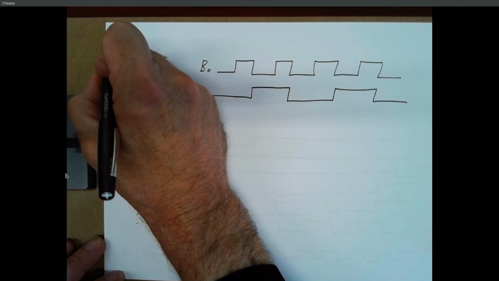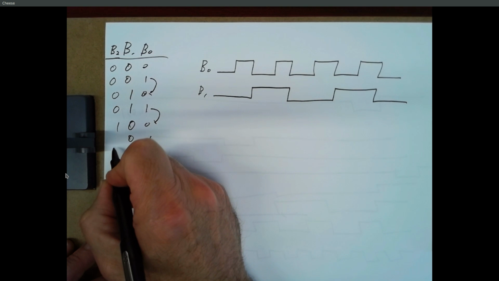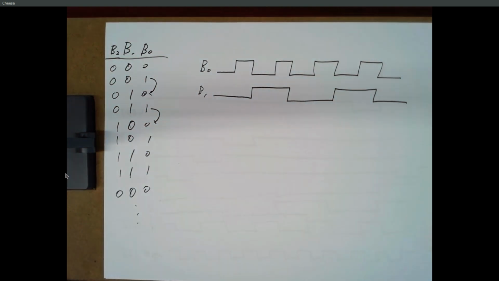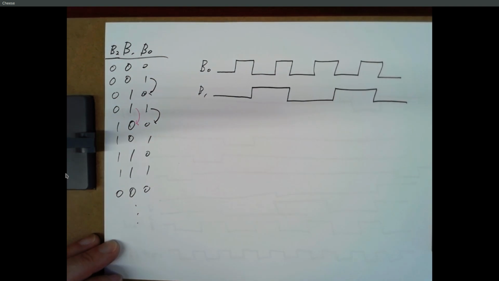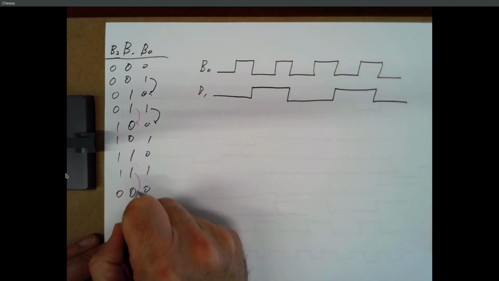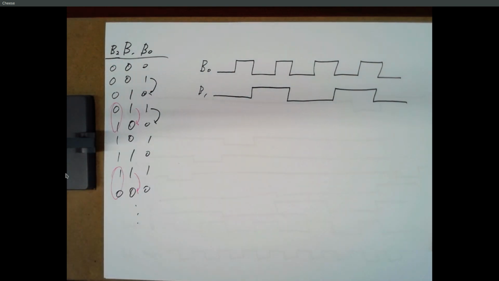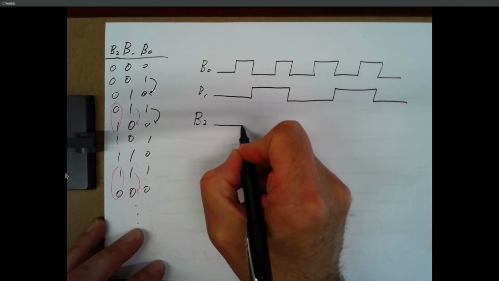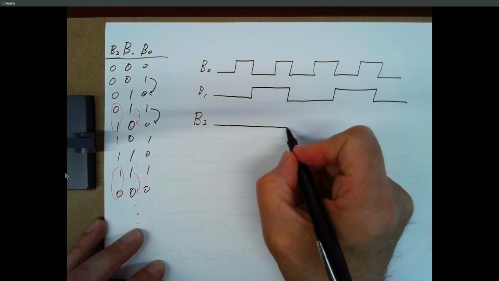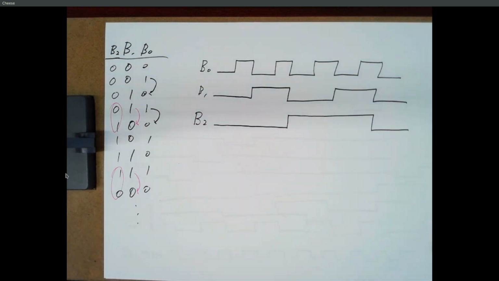And if we had a third output bit, our count would look like this. And B2 toggles whenever B1 changes from a 1 to a 0. Here B1 changes from a 1 to a 0, B2 changes. So B2 is only going to respond to B1, and it only looks when B1 drops, and then B2 toggles.